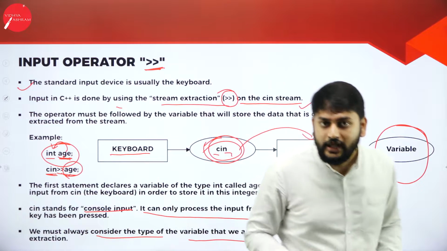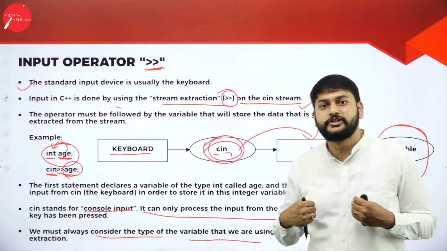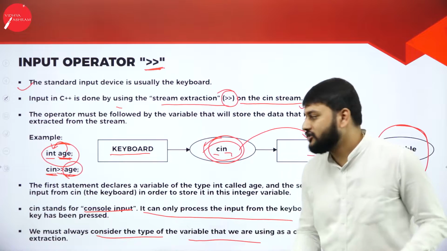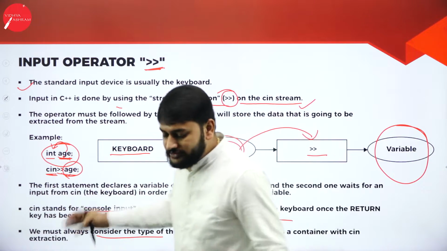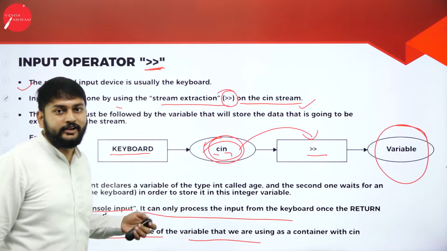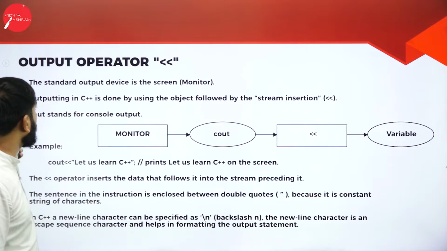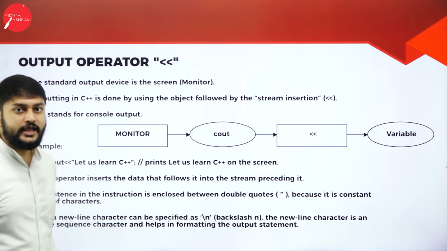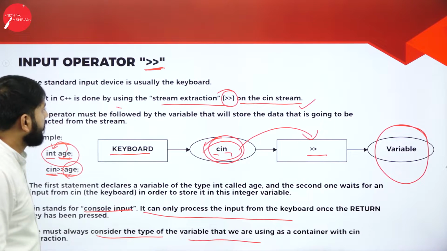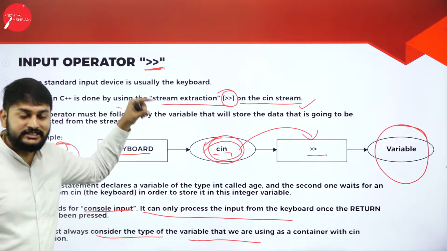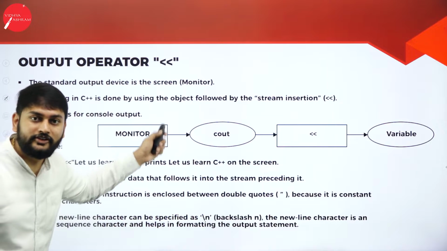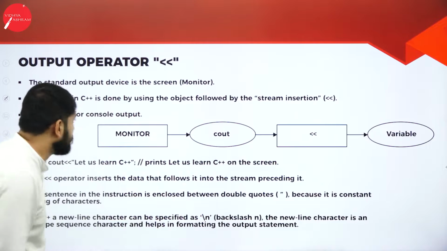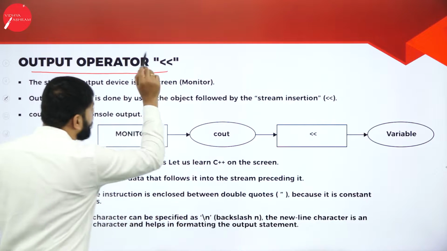That's how the input is taken from the keyboard and stored in the age. That is what you have to understand with respect to the cin. So moving on to the next one, cout. Right? So guys, please observe the operator. This is a greater than symbol. Here we have the less than symbol, opposite to that. So this is what I will call the output operator.